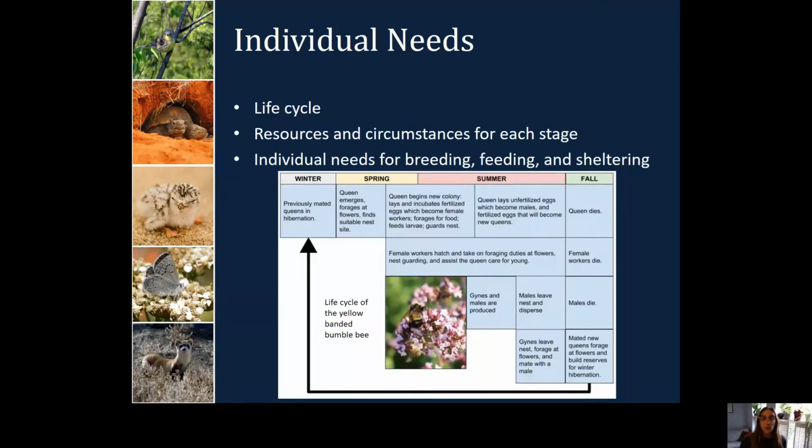We also collect information on what individuals of the species need to carry out their life cycle. Relevant information here includes species life stages and the resources and circumstances needed to complete each life stage, how flexible the needs are, as well as any key vulnerabilities or pinch points at certain life stages. For animals, we focus on the needs of individuals to carry out breeding, feeding, and sheltering life functions. Shown below is a life history diagram developed for the yellow-banded bumblebee species status assessment, which includes processes, resources, and circumstances individuals go through or require throughout the winter, spring, summer, and fall seasons.